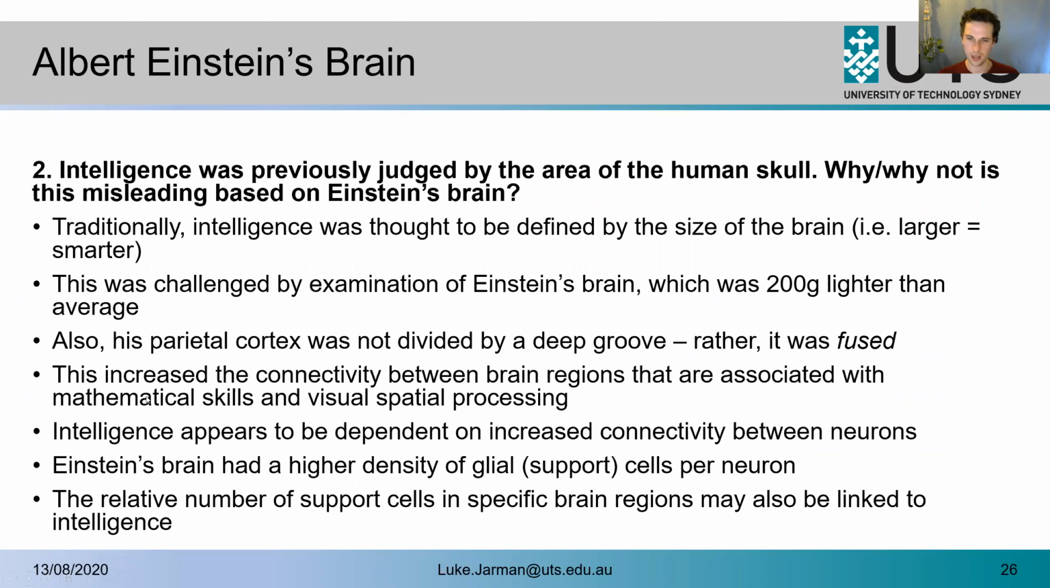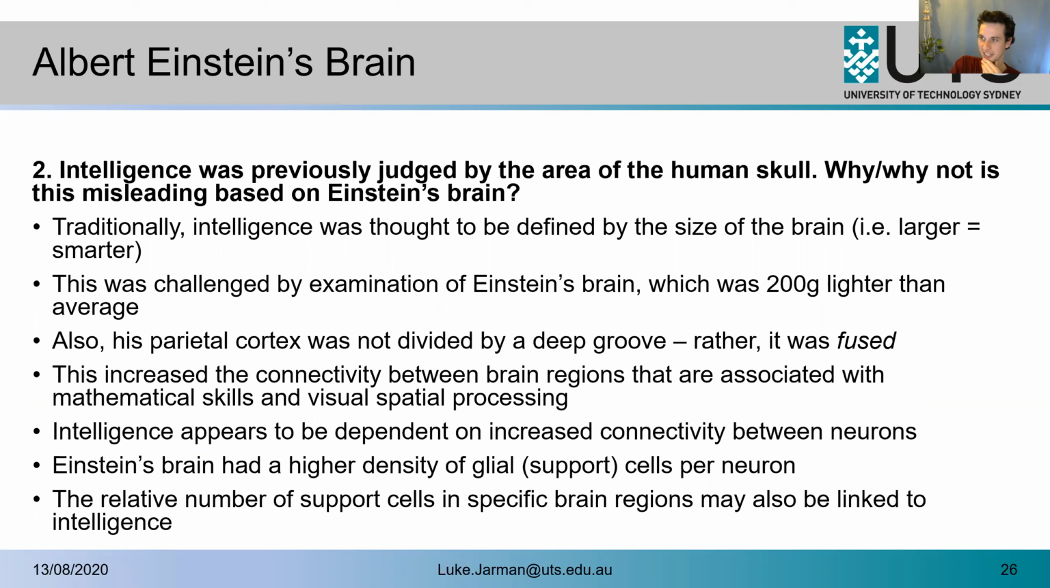So because of that fusing of the areas, we believed that intelligence appears to be dependent on increased connectivity between neurons. So not necessarily how many neurons you have, but how well connected they are. Einstein's brain had a higher density of glial cells, which are your support cells. They also nourish each neuron. So the relative number of support cells in specific brain regions may also be linked to intelligence. Those are the main lessons that we took away from Einstein's brain.